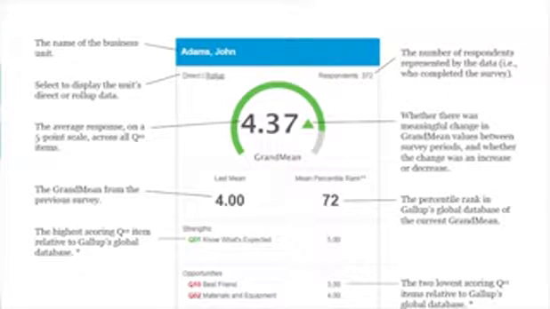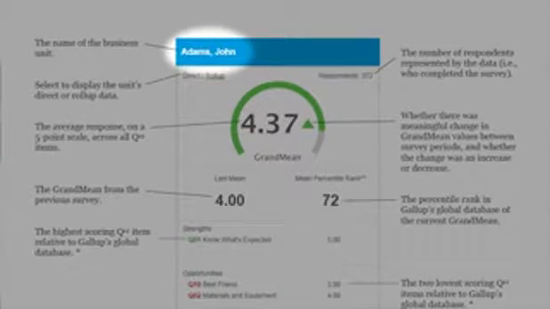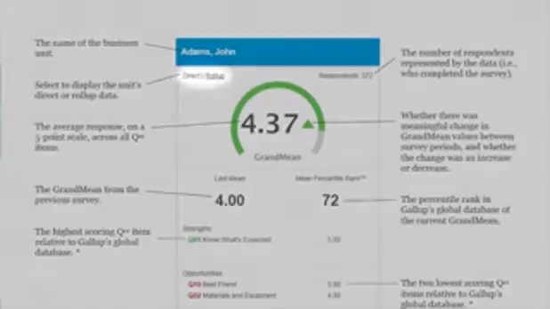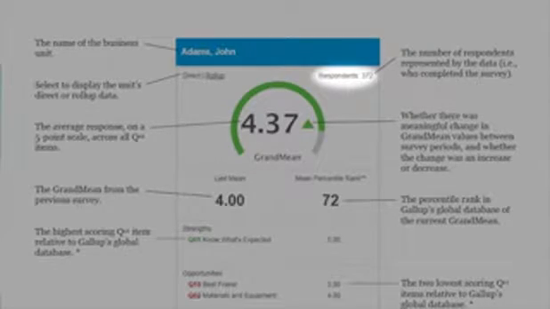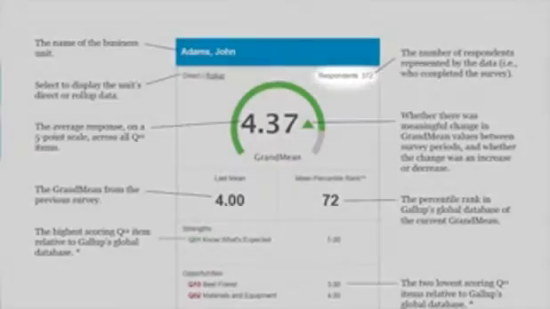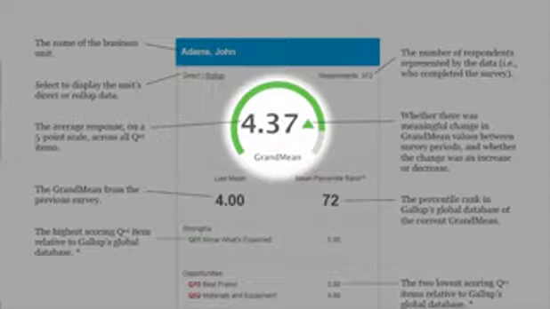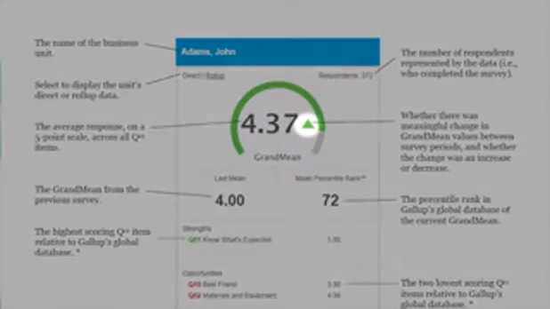The summary card displays several pieces of information: the name of the business unit or the work group, the unit's direct relationship or roll-up relationship, the number of respondents represented by the data, or the amount of people who completed the survey, the grand mean score, which is your average response on a 5-point scale across all Q12 items, whether there was a meaningful change in grand mean values between survey periods, and whether the change was an increase or a decrease, the percentile rank in your database comparison.